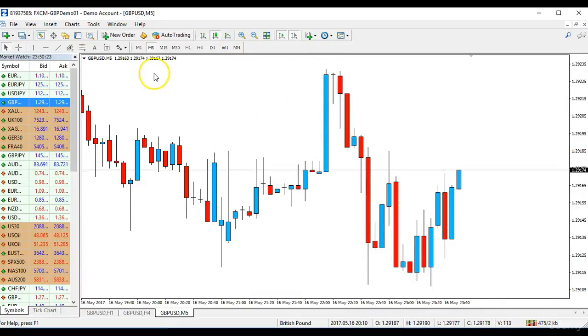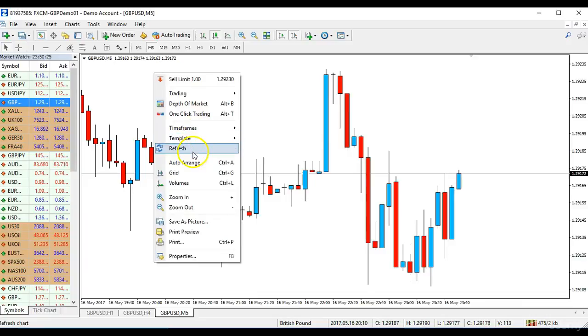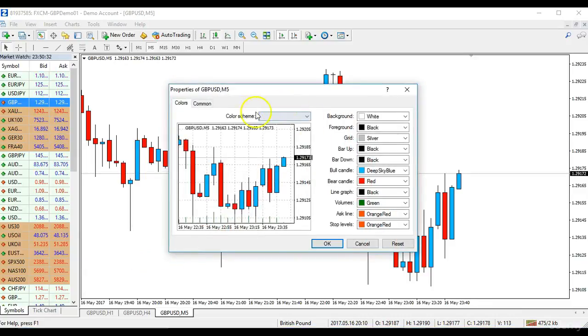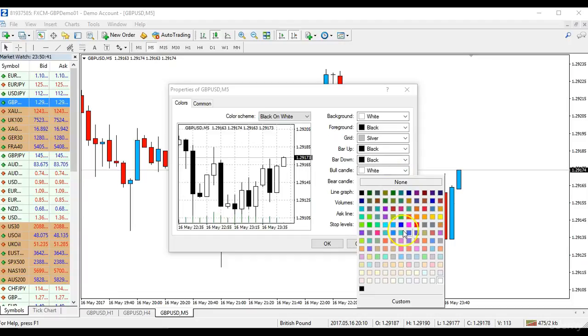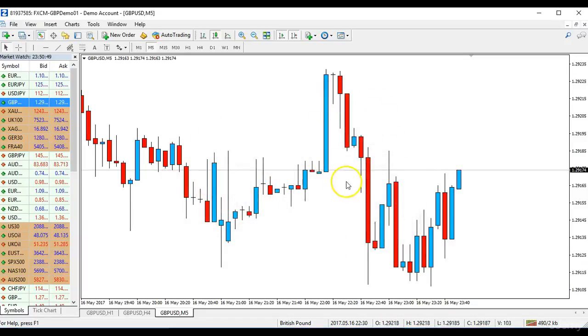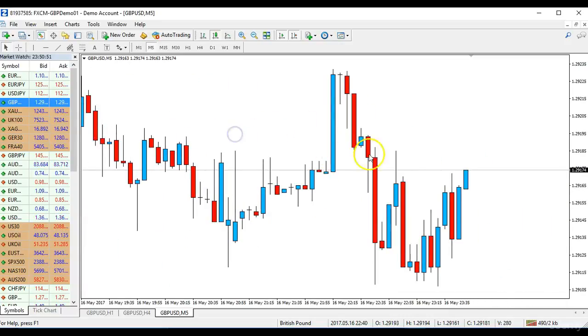Now, if you want to color and create your chart, you right click, click on properties, and then you can choose your color scheme. So let's say I choose black on white. Then you can choose the color of your candles. I tend to choose blue going up and the down going red. And that's basically how I set up my candles.